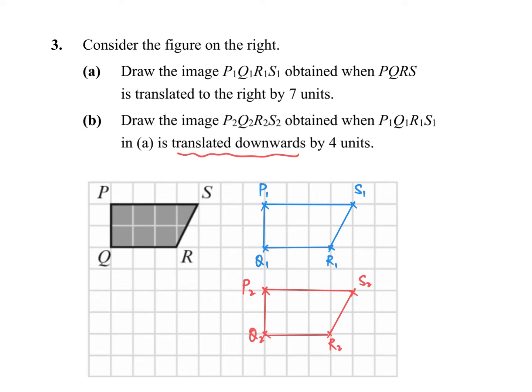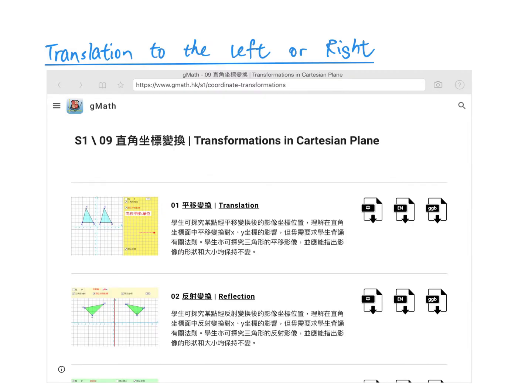But we can go through more than one translation, or even we can do 3 or 4 translations, it doesn't matter. What if the translation is without the coordinates plane? And if we just have the coordinates of the points, how do we get the position of the image after the translation? Now let's see.